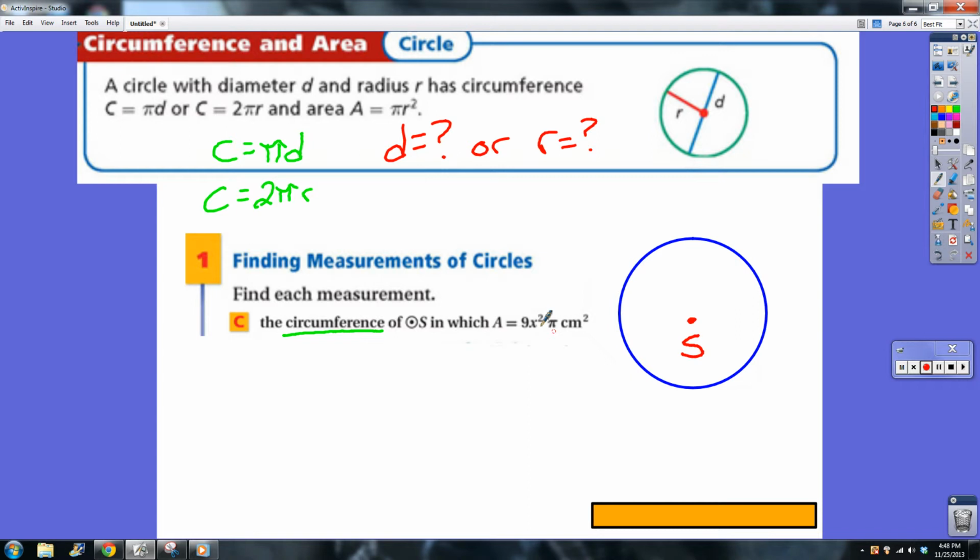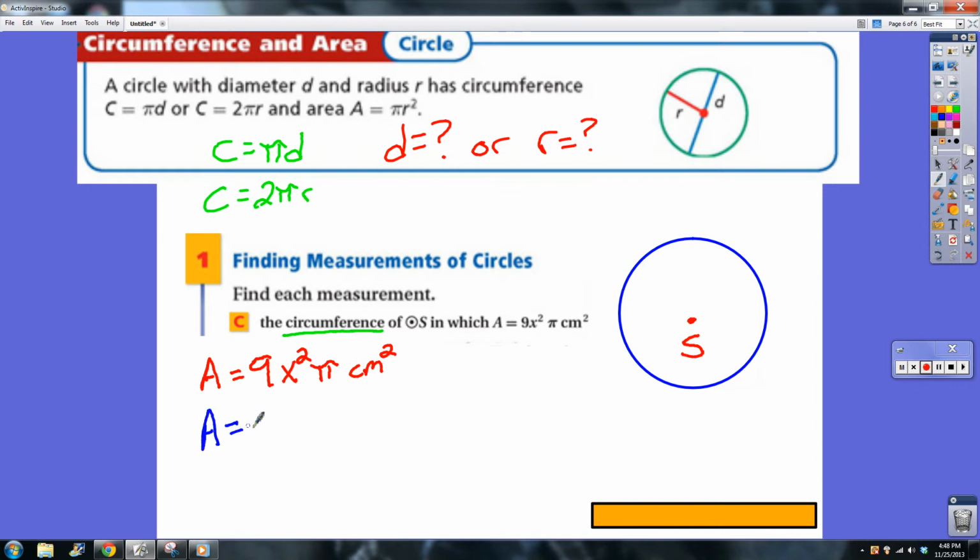We're told that with circle S, the area is equal to 9 multiplied by x to the power of 2 pi centimeters squared. We're told the area of this circle here is 9x squared multiplied by pi centimeters to the power of 2. Let's write down our area formula right below that.